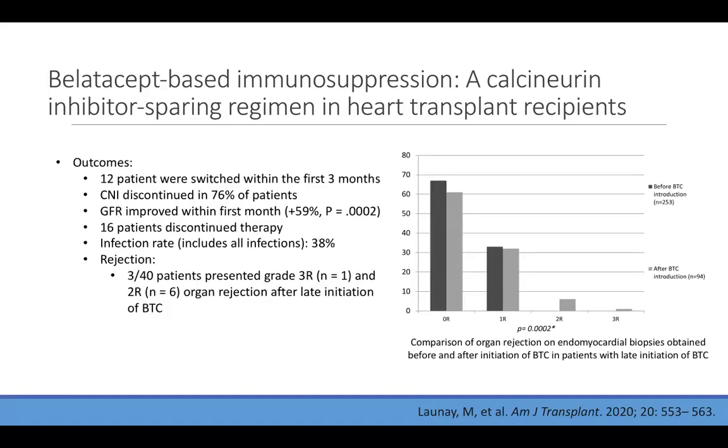What was interesting was that 12 patients were switched from CNIs to belatacept within 3 months. So this was the early group. CNIs were discontinued in 76% of the patients. And if you see, GFR improved within the first month by about 60%, and this was statistically significant.